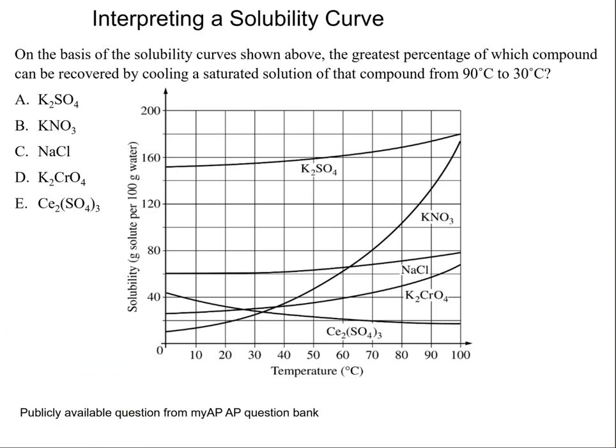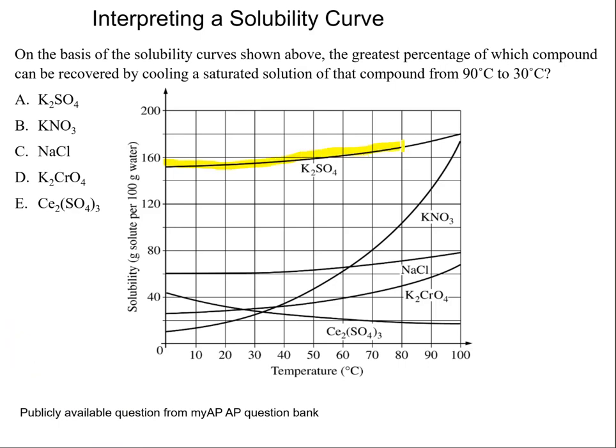This is interpreting a solubility curve, and the question is publicly available from the MyAP AP Chemistry question bank. The question says, on the basis of the solubility curve shown, the greatest percentage of which compound can be recovered by cooling a saturated solution of that compound from 90 to 30 degrees Celsius. So first, let's take a look at just interpreting a solubility curve.